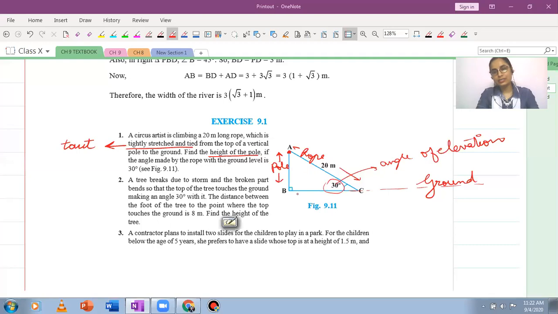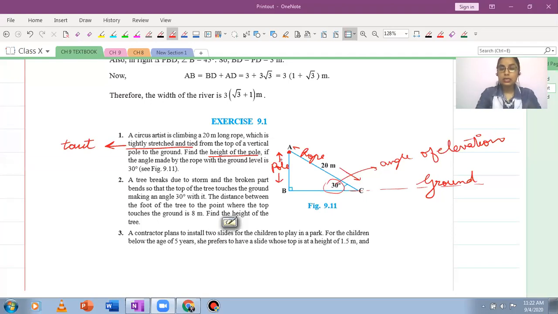Okay. So this is what we have. Now you have a right triangle in which you have the angle of elevation, you have the length of the hypotenuse. The angle of elevation is actually the acute angle for which we can write down the trigonometric ratios, and we want to find out the height of the pole.